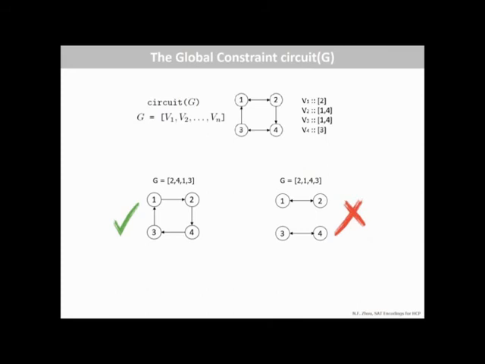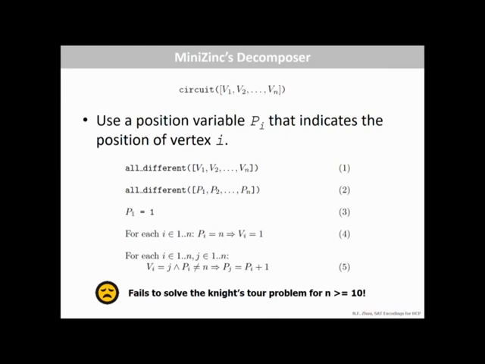So for example, for this graph, this assignment 2, 4, 1, 3 satisfies the constraint. However, the assignment 2, 1, 4, 3 does not satisfy the constraint because this subgraph contains two subcycles. We begin with MiniZinc's decomposer, which uses a position variable for each vertex.